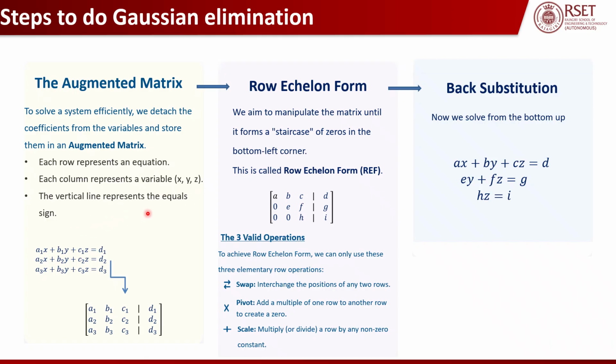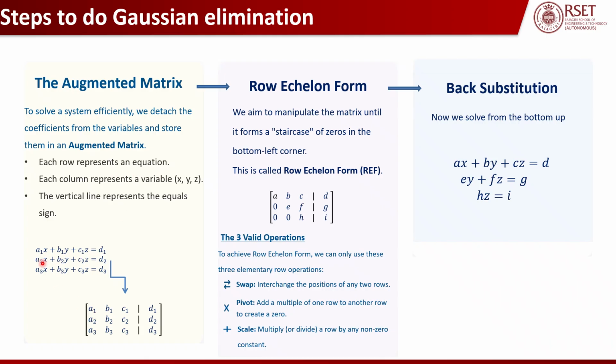The vertical line represents the equal sign. So here you can see, I am taking the first equation a1x plus b1y plus c1z equal to d1. I am writing the coefficients in the rows. That's called each row equation is an equation.